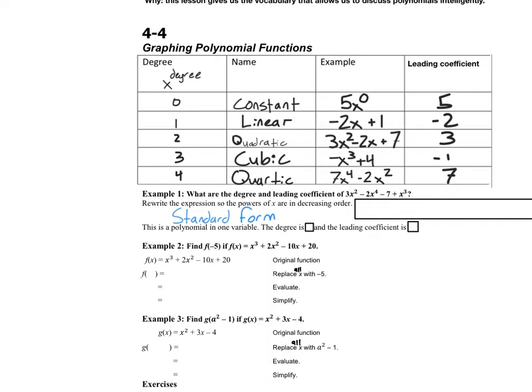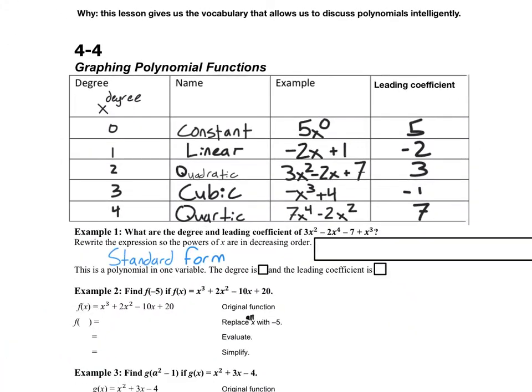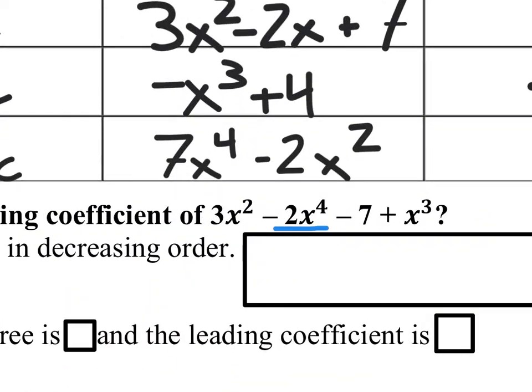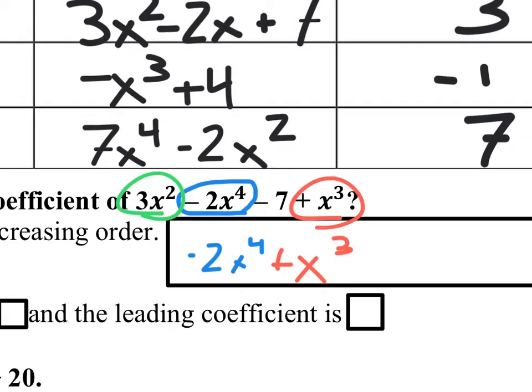What standard form means for polynomials, because they obviously come in all different shapes and sizes, is that you have to take your term with the highest exponent, and you move that whole term to the front. Then you look for your next highest exponent, and you put it next. Then you look for your next highest exponent. And then finally, you'll end with the constant.